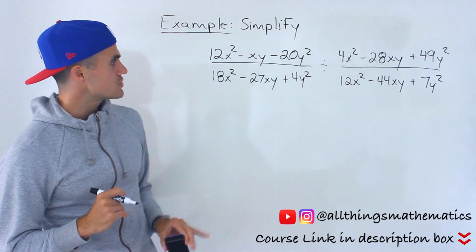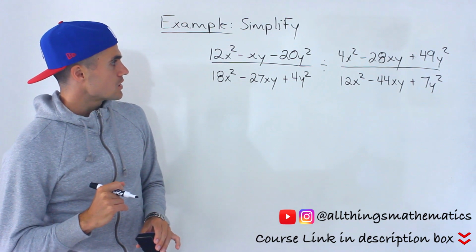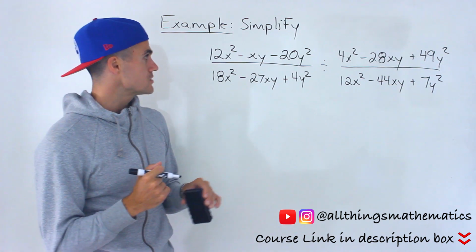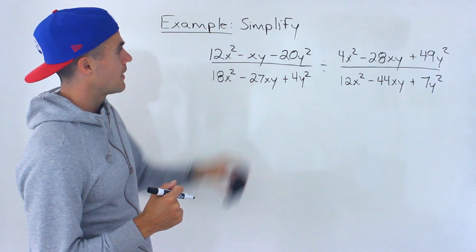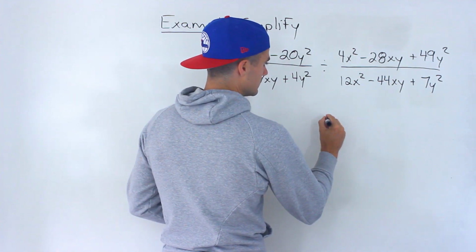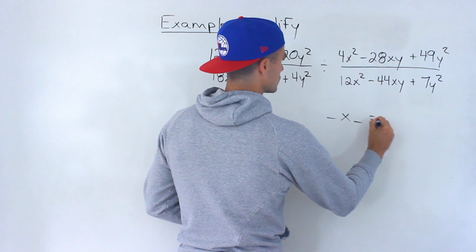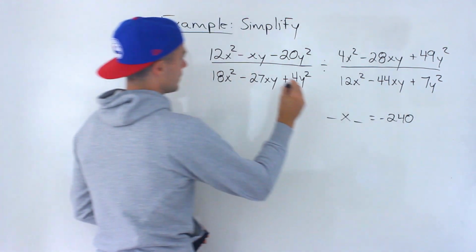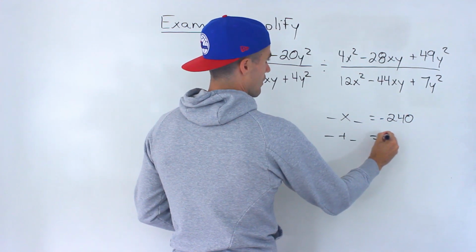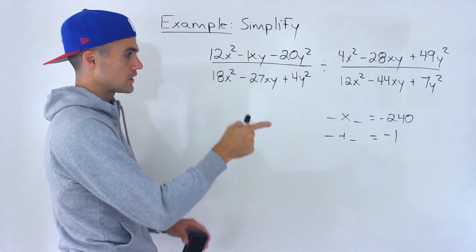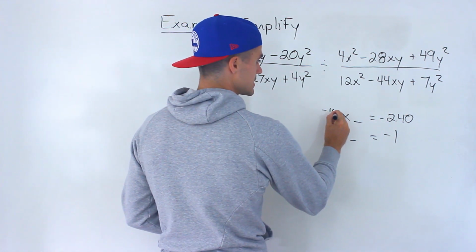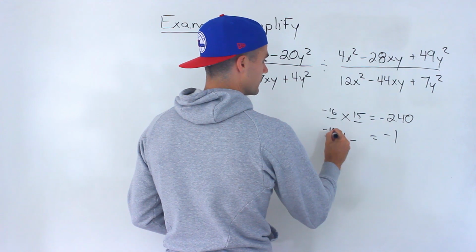So we're dividing these two rational expressions here. First thing we got to do is factor the numerators and denominators. So we got 12x squared minus xy minus 20y squared. What we got to do is multiply the a and the c, which would give us negative 240. And notice that there's a negative 1 over here. So we've got to find two numbers that multiply to negative 240 and add up to negative 1. Those two numbers are going to be negative 16 and positive 15.